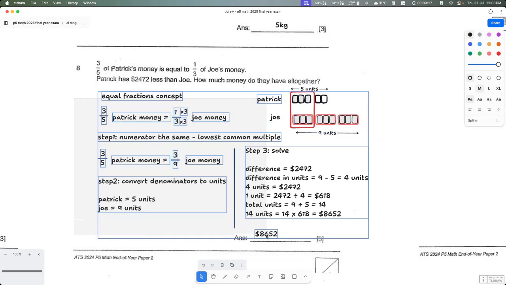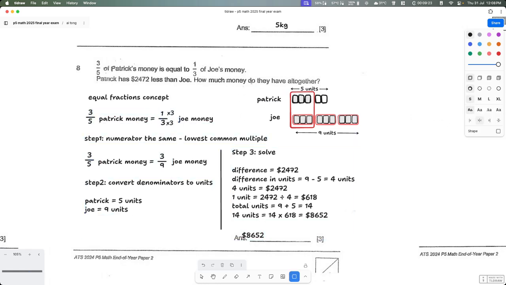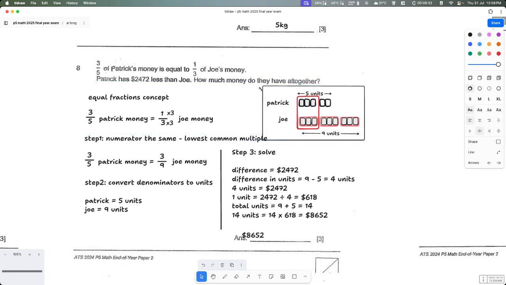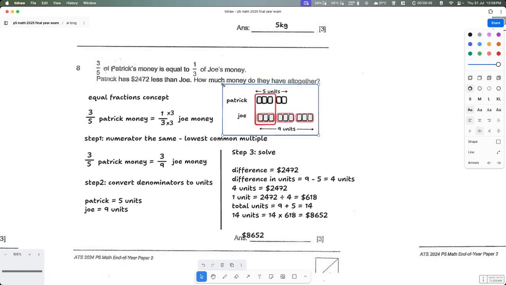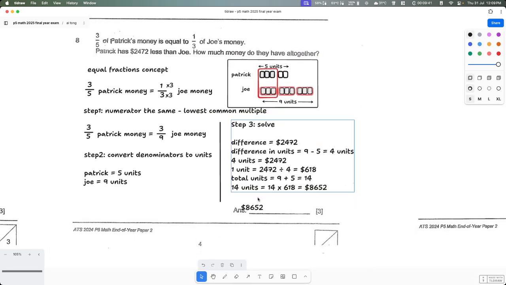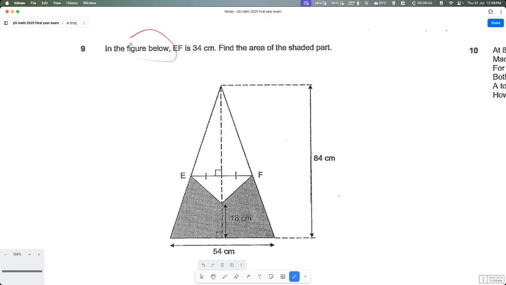So for me, the easiest is to just use the equal fractions concept, right? This is just one way to see how everything looks. So this is how the model looks. All right, so yep, that's it. Let's move on to question number 9. Okay, so question number 9, it says here in the figure below, ENF is 30 centimeters. So ENF over here is 30 centimeters.